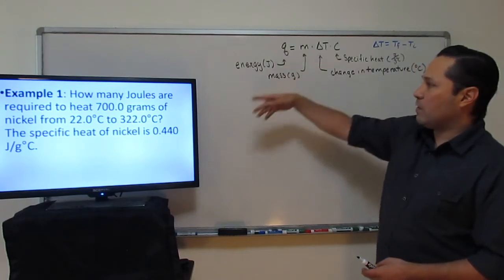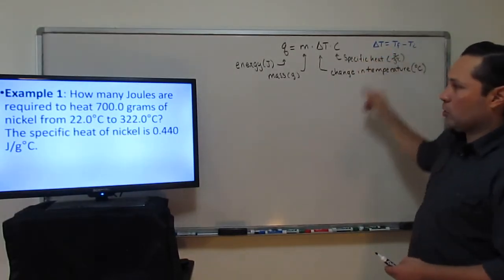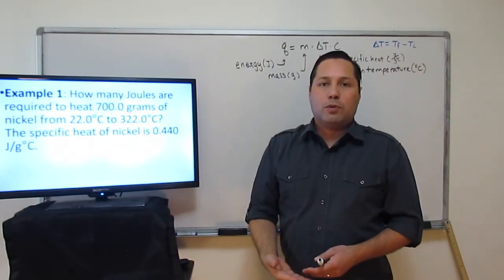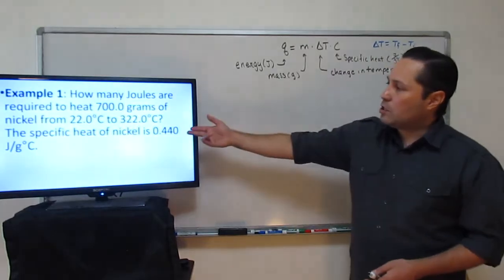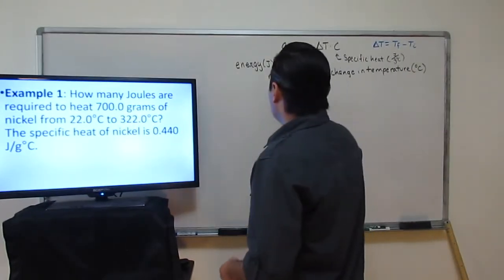We have the mass is 700 grams. The change in temperature, remember, is just final temperature minus initial. Here the final temperature is 322 minus our initial temperature of 22 degrees Celsius. And finally, the last digit is our specific heat. So we're just going to go ahead and plug them in and solve. So let's go ahead and do that.